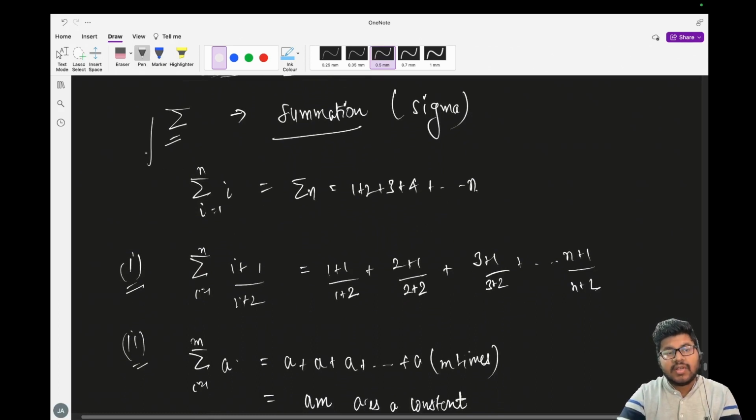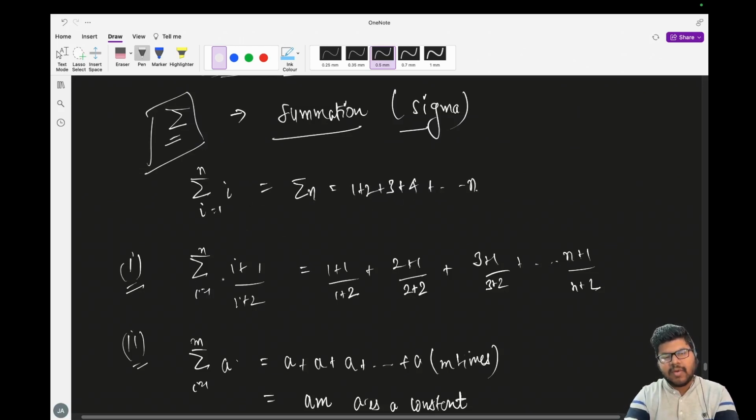Firstly, let us understand the notation sigma. Sigma denotes summation, and we often call it sigma, right? Then sigma i, from i equals 1 to n, means we have to sum up to the nth term. So we are basically trying to sum up the numbers up to n.